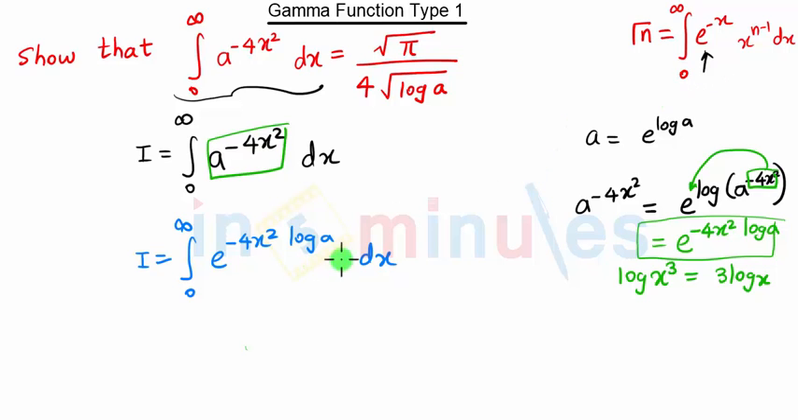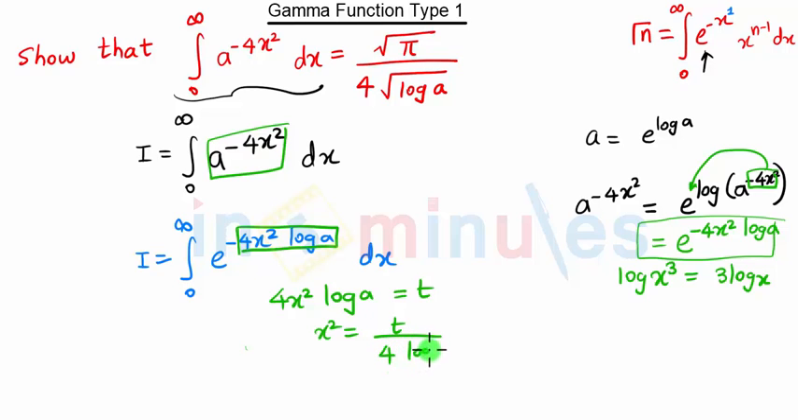Again, if you see these two equations, we got e raised to something, but we want e raised to x raised to 1. So we will now replace this term by some other variable. So we put 4x square log a equal to t, then x square will be t upon 4 log a, then x will be root of t, root of 4 is 2, and root of log a.